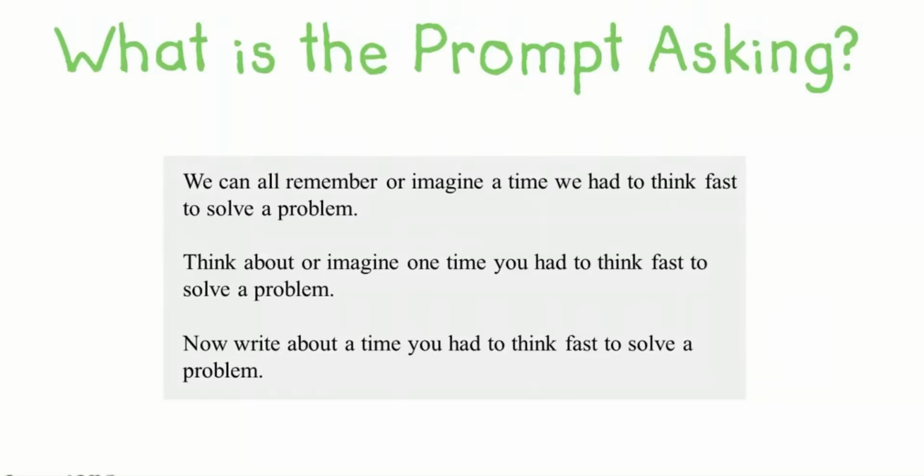By looking closely at the last line of that prompt, I can tell that it's a narrative prompt because it's asking me to write about a time. It's asking me to write a story. I can also see the specific topic it's asking me to write about. So now I can see that this prompt is asking me to write a narrative story about a time I had to think fast to solve a problem.